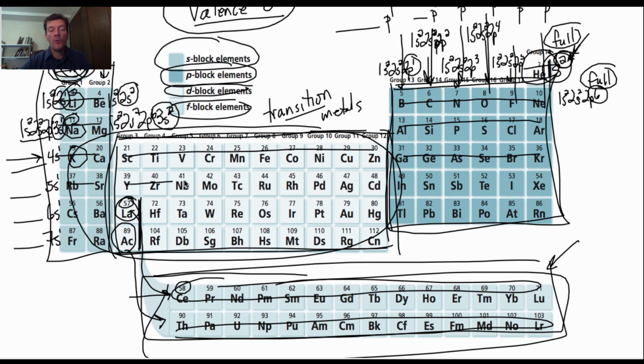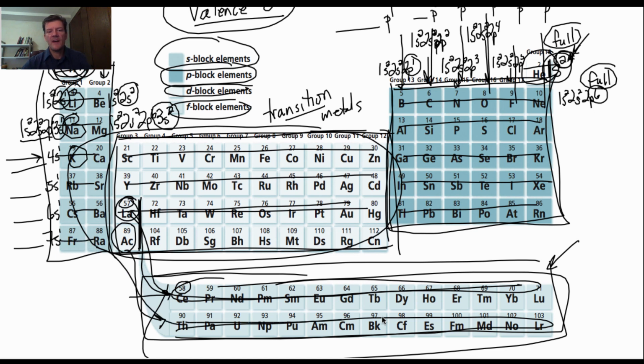5s, 4d, 5p, 6s, 5d. Oops, I should actually come here. This is 5d. This is actually 4f. We've got to come down here. 4f, then 5d, then 6p, 7s, then we come down here, this would be 5f, 6d, and we don't have any more elements.